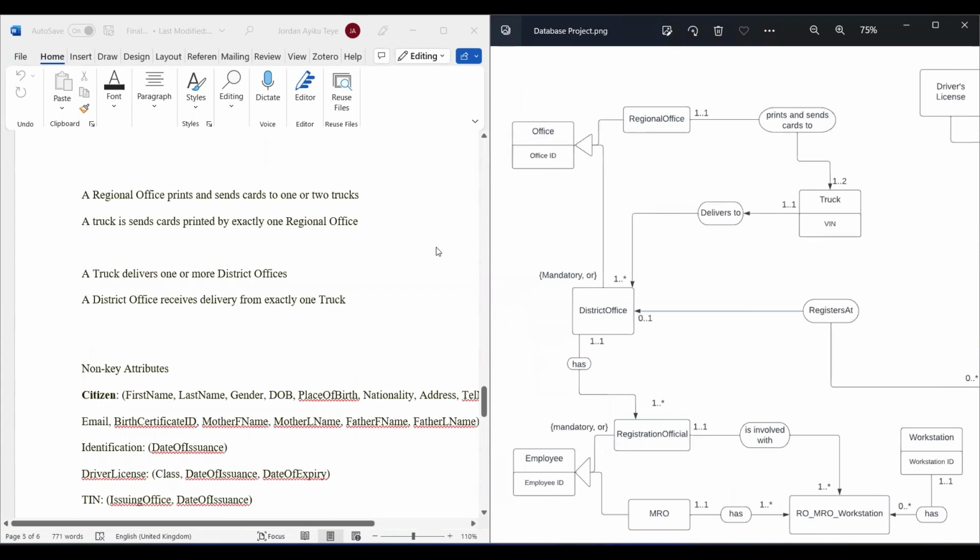So a regional office prints and sends cards to one or two trucks, and a truck sends cards printed by exactly one regional office. And then we have a truck delivers to one or many district offices, but a district office receives delivery from exactly one truck.